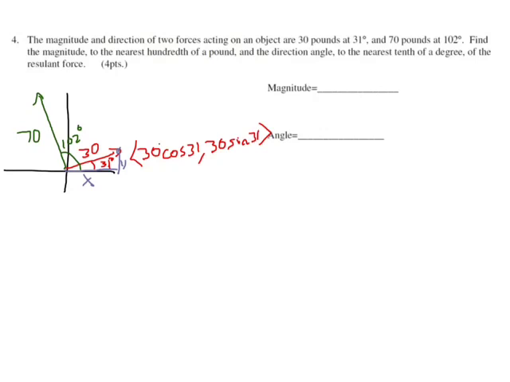This other vector, let's call this u, just so we can talk about it. And let's call this other one here v. Well, this is going to be 70 cosine of 102 and 70 sine 102. Okay, now this is just going to give us some decimal numbers.